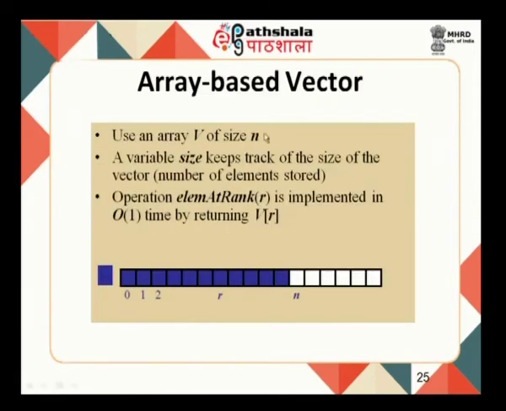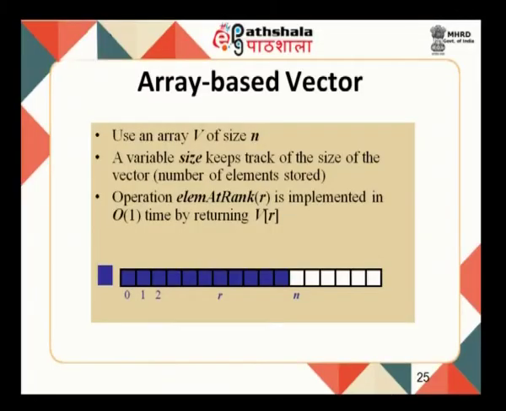So, let us look at this array based vector. Use an array V of size n. A variable size keeps track of the size of the vector, the number of elements stored. Please note in both the cases the size of the array and the number of elements stored are different. The array size n is what has been allocated to it, and size keeps track of the size of the vector.